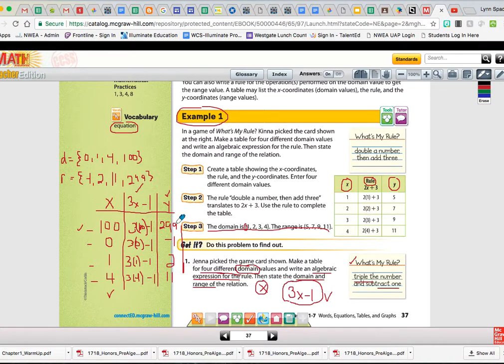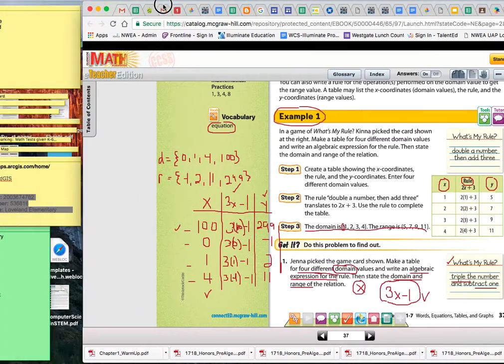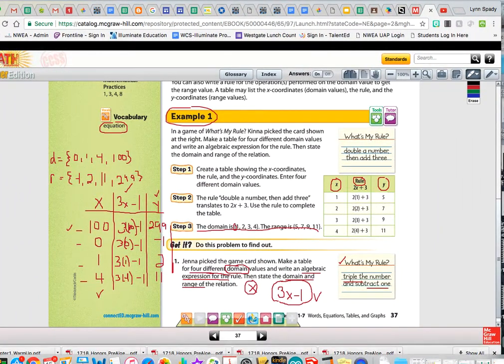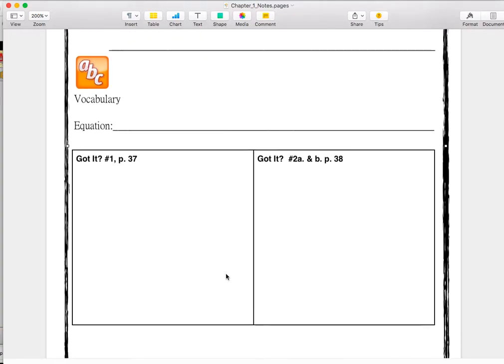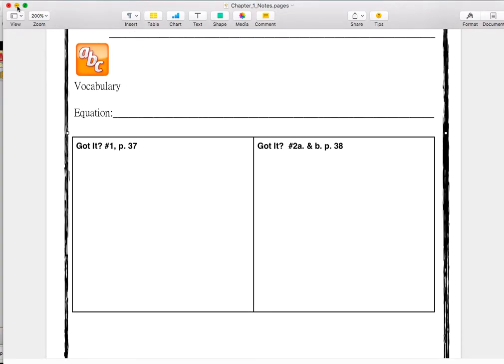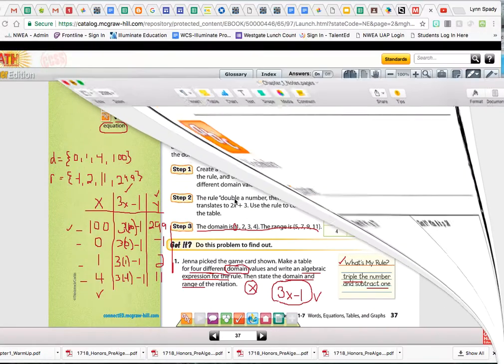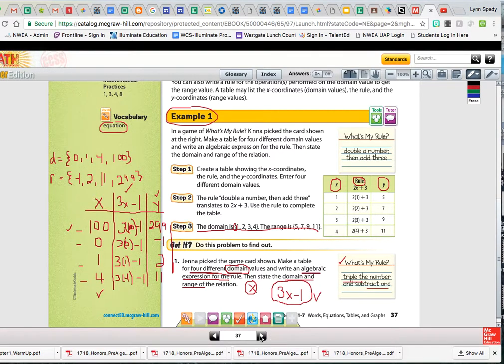So for example 1, you list the domain and range in addition to the table. That's a lot of information, but I gave you a big box on your note sheet to fill all of that in. Next, we'll go to 2A and B on page 38 to work through.